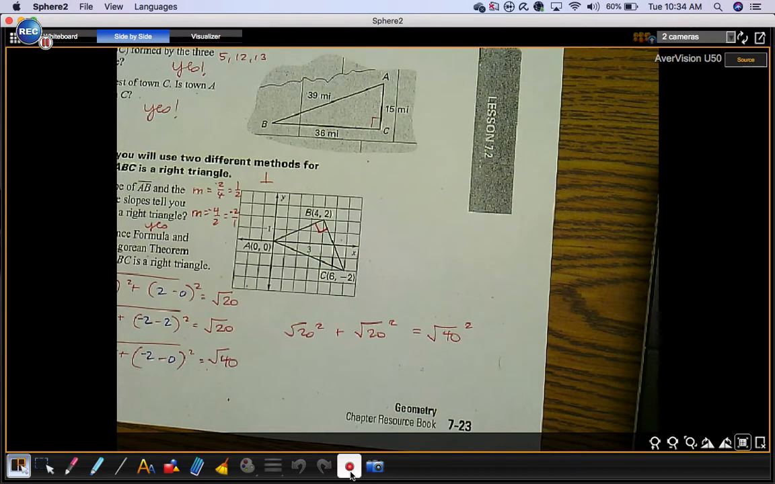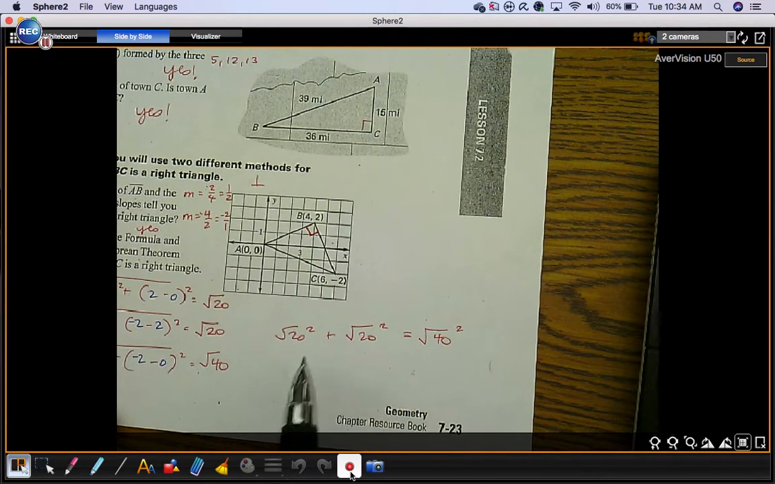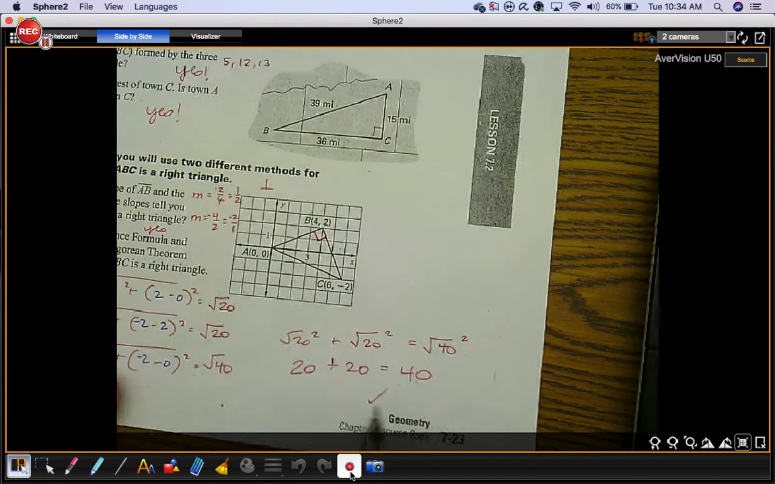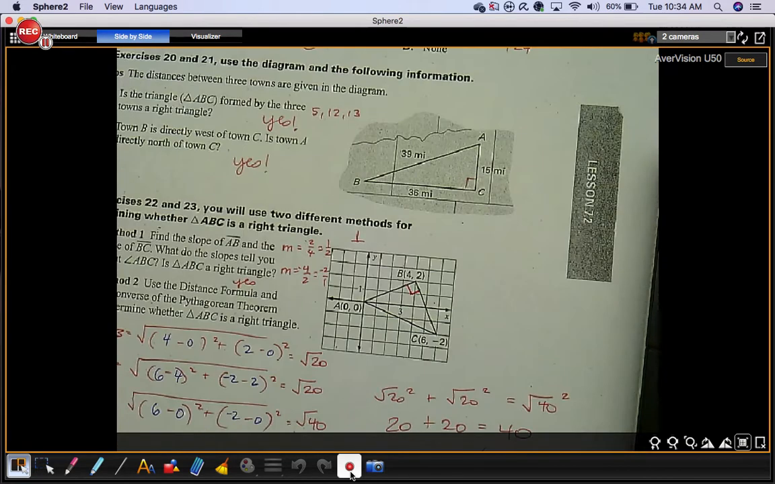And that might look really confusing, and it might be really tricky to type in the calculator, but think about what you're doing. If you take the square root of 20 times the square root of 20, the radicals cancel, and what you get is your radicand. The square root of 20 squared is just 20. The square root of 40 squared is 40. 20 plus 20 equals 40. Definitely, it's a right triangle.